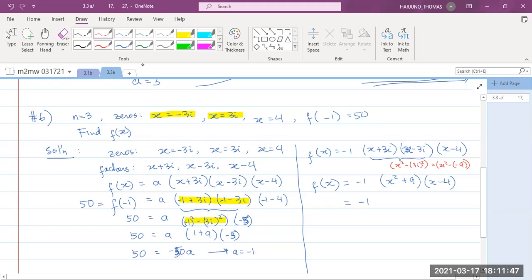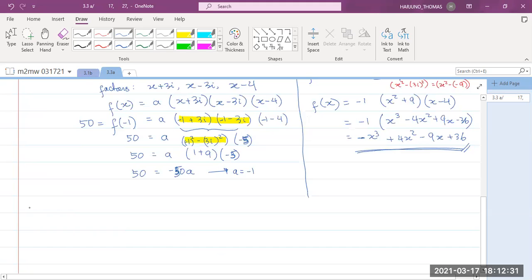Then I FOIL that further. It will be x cubed, right? The only way to get x cubed is x squared times x. And then minus 4x squared plus 9x minus 36. So the polynomial will be negative x cubed plus 4x squared minus 9x plus 36. That's the general form. That's for number 6. Let's go on with number 9.